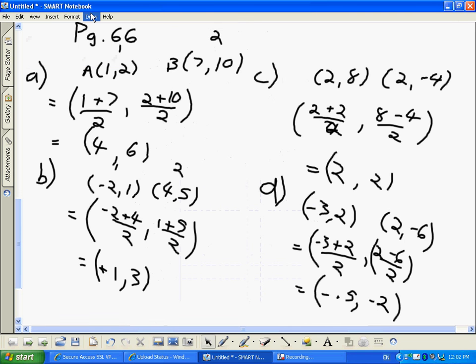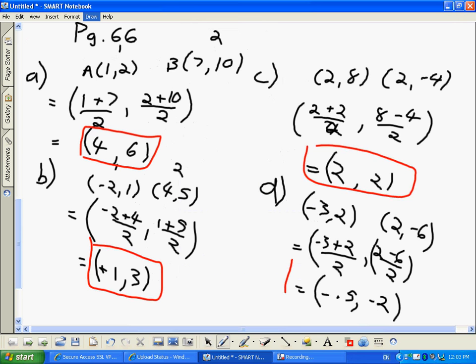Okay, these are the answers to number 1. 1A, 4 and 6, 1B, 1 and 3, 1C, 2 and 2, 1D, negative 0.5 and negative 2. You can just take the numbers that are on the graph, plug them right into the equation. This is one way to solve for the median of a line. There is another way to solve for the median of a line. I'm going to do it right now.